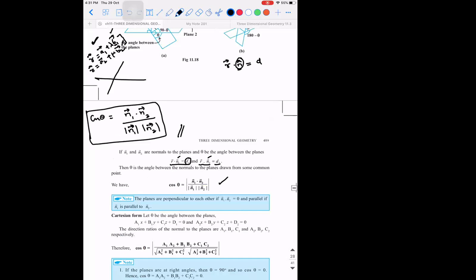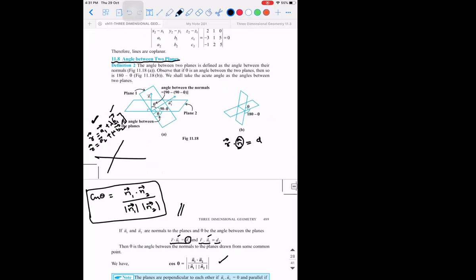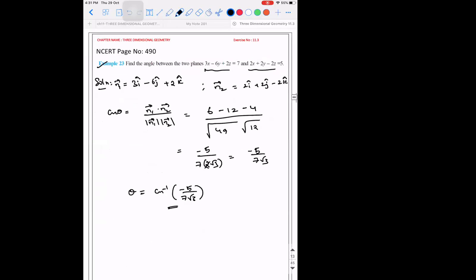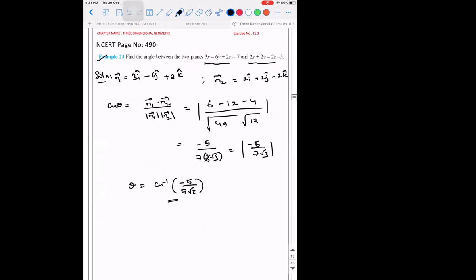So, for this, one important point is the angle between the two planes. We will consider only the acute angle as the angle between the two planes. So, for the angle to be acute, we need to take a modulus. So, what will the answer be? It will be plus 5 by 7 root 3.